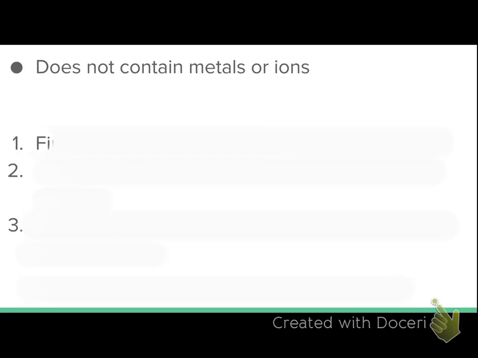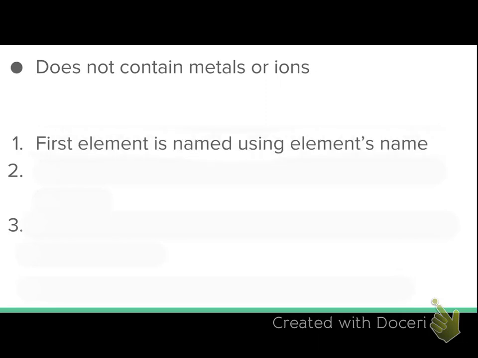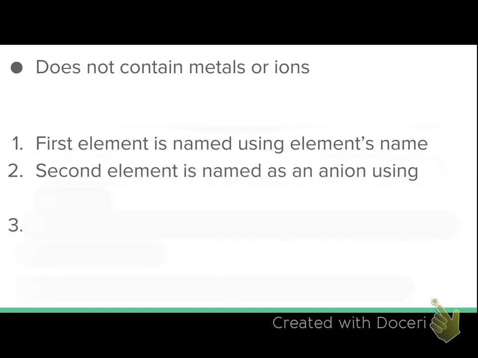So our first step here when we're naming this is we're going to name the first element using the name of the element. So if the first element in your covalent bond is carbon, you're going to call it carbon, okay? Easy enough. The second element is named as an ion, so using IDE. So remember all of those things on that right side, your nonmetals end up being your anions in any bond, your metals are cations. So we're going to name the last element in your bond as an anion.